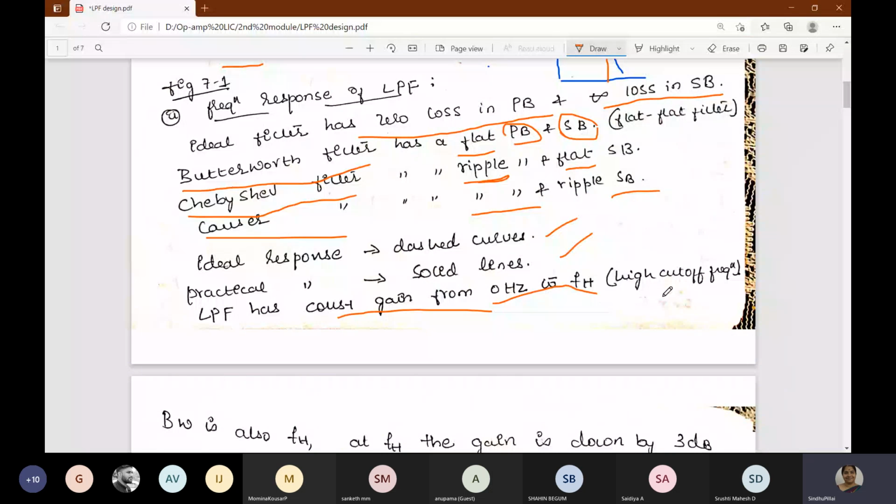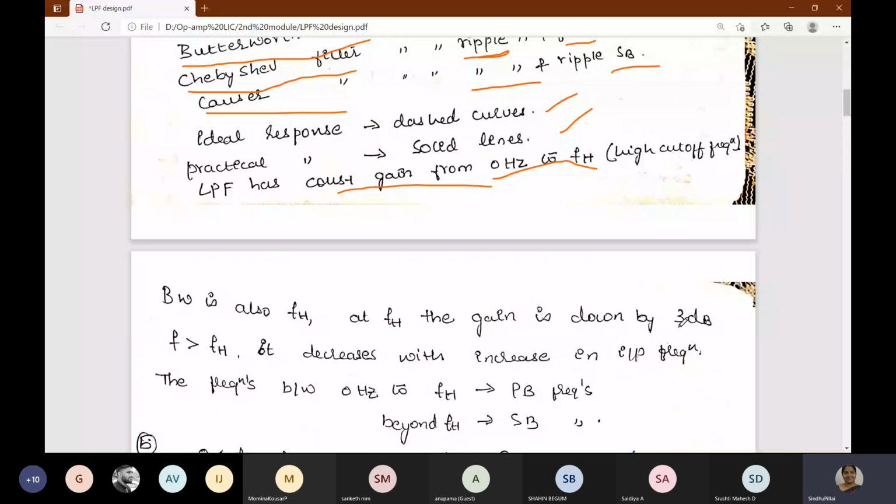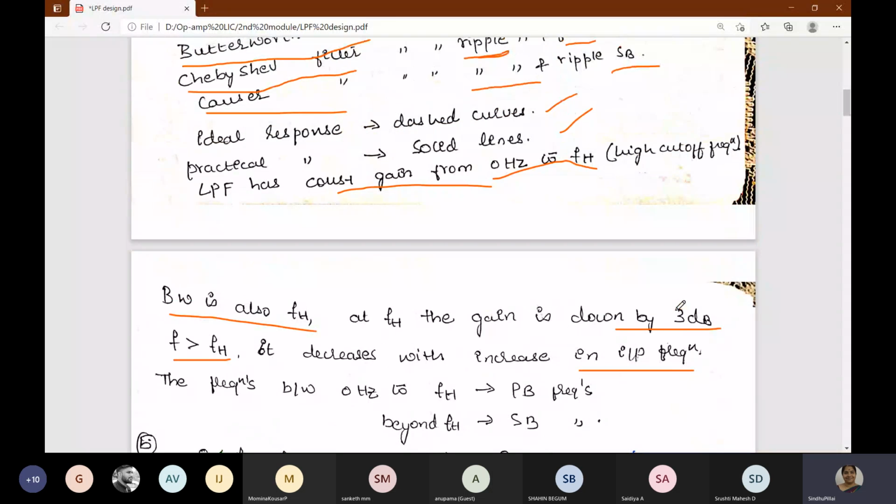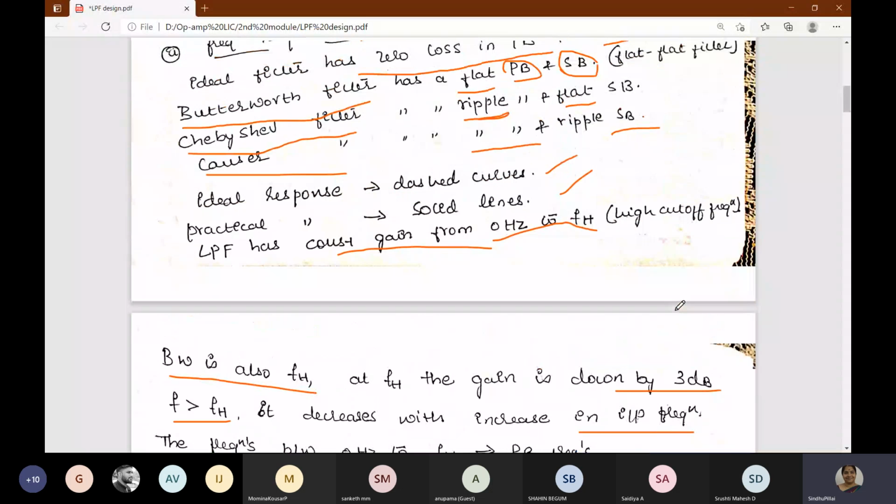And what will be the bandwidth? The bandwidth is also FH. At FH, the gain is down by 3 decibels. Okay, from 3 decibels, it will start decreasing. When F is greater than FH, what will happen? It decreases with increase in input frequency. Okay, what will decrease? Gain. Gain will decrease with increase in input frequency. That is what we have seen in the graph. I have shown here. See, the gain will be decreasing here. It is decreasing here. This frequency is called FH frequency.